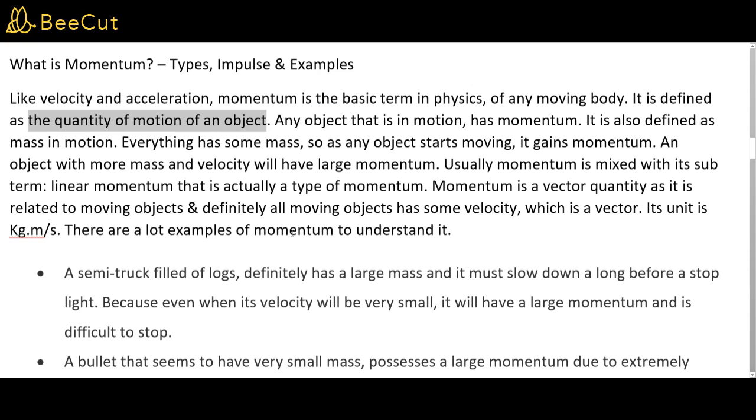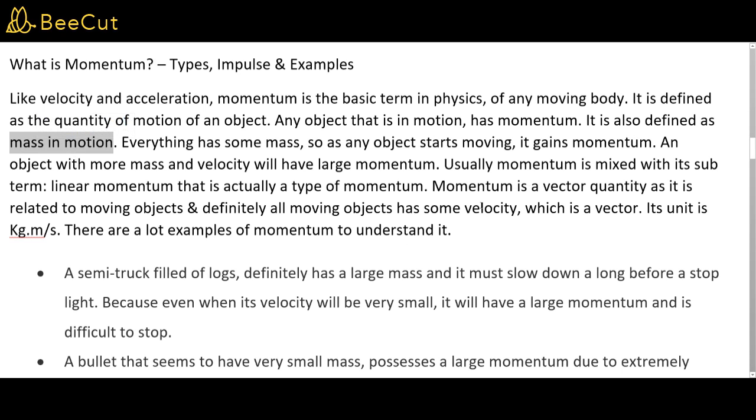If an object is moving, it definitely has some velocity v, and it will also have some momentum that indicates how much that object is moving. It is also defined as mass in motion, meaning how much mass of that body is involved in the motion that body is doing.